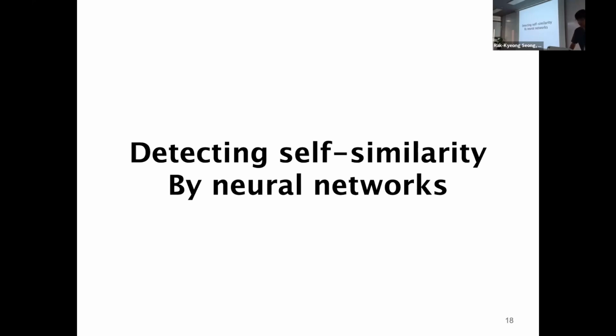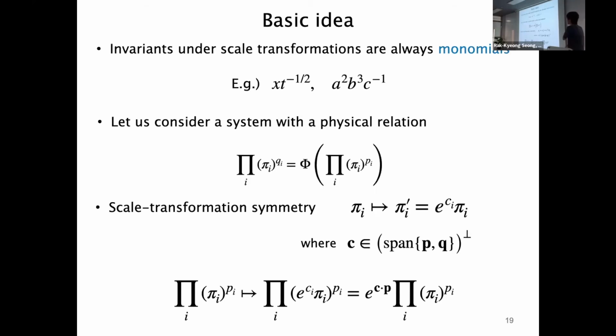So finally, let's talk about how we can detect self-similar features from data. Let me first explain the basic idea behind the present method. We first note that invariants under scale transformations are always given by monomials like this form. That is, the invariants under scale transformations are always given by the product of certain powers of physical parameters like this.